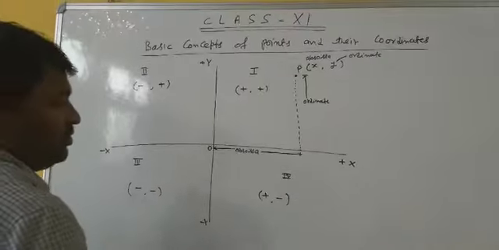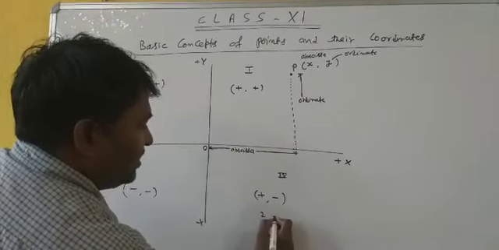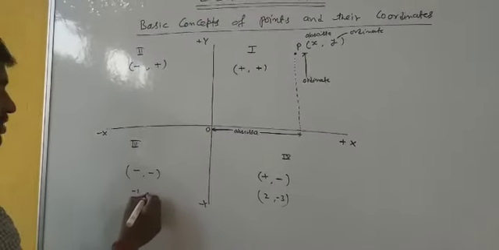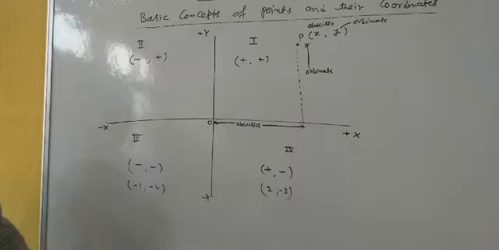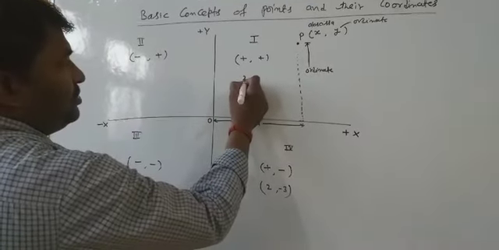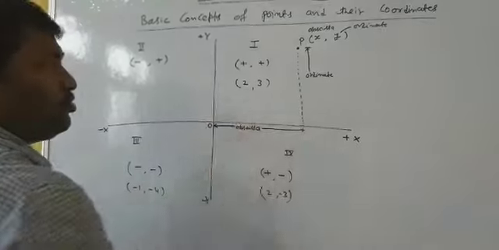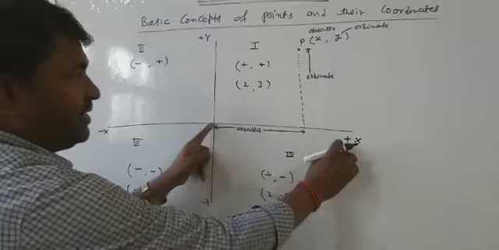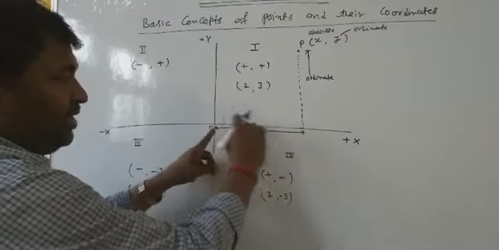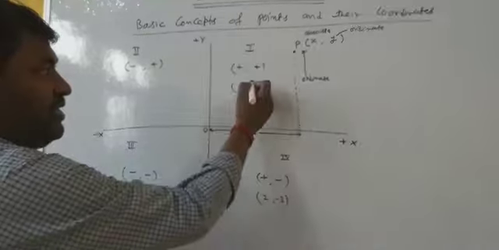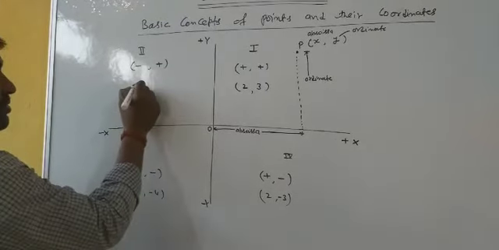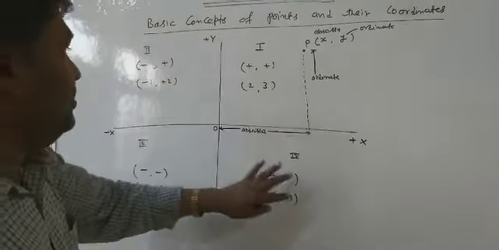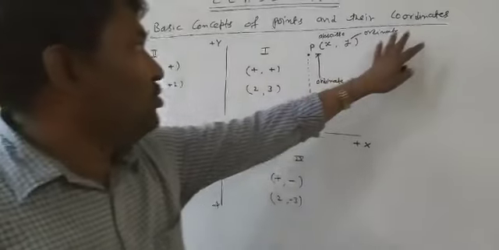Like if you have to represent a point such as 2 comma minus 3, it will lie in the fourth quadrant. A point minus 1 minus 4 will lie in the third quadrant. A point plus 2 plus 3 will lie in the first quadrant. Since the x coordinate is plus, from the origin you move along plus x-axis, and y is also plus, so along plus y you will reach here somewhere. Similarly for this one, minus 1 plus 2. In this way we can represent these points and their coordinates.